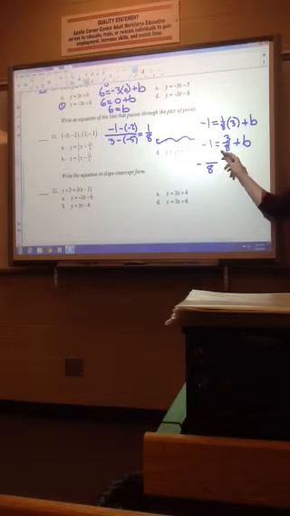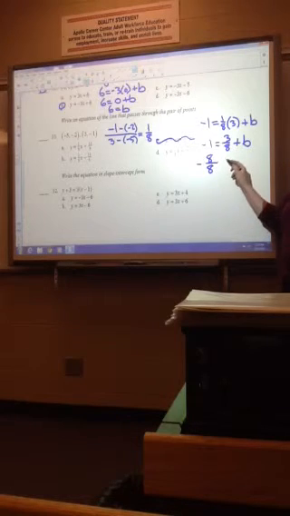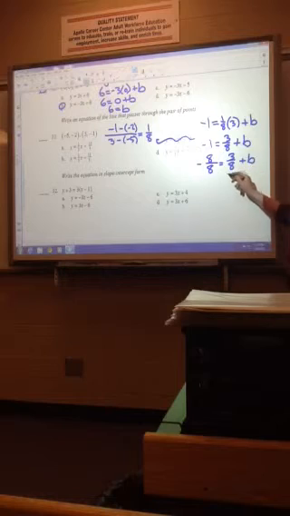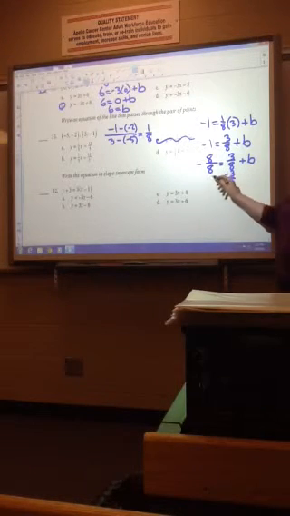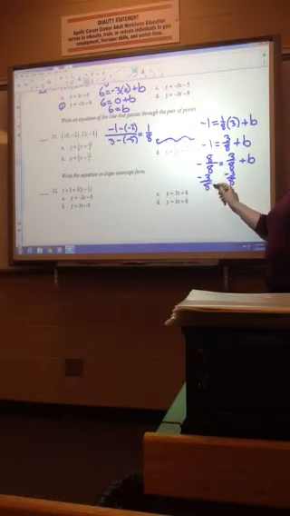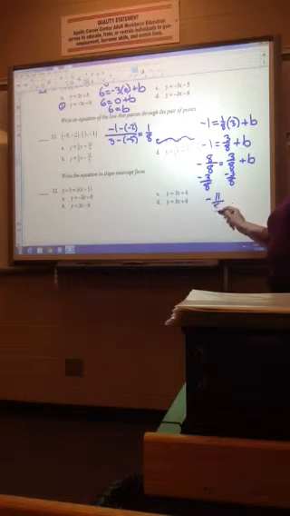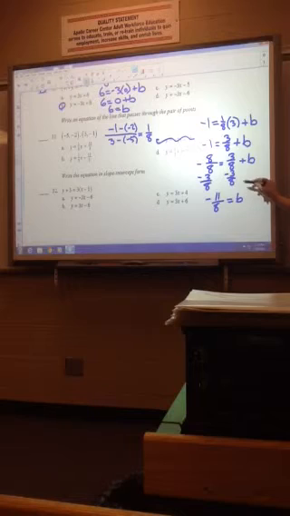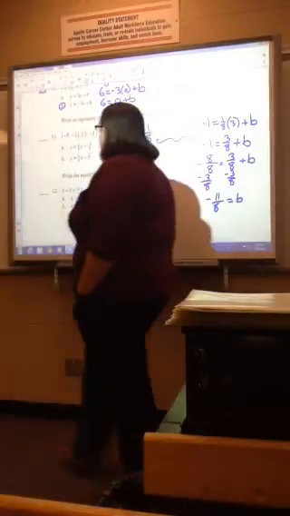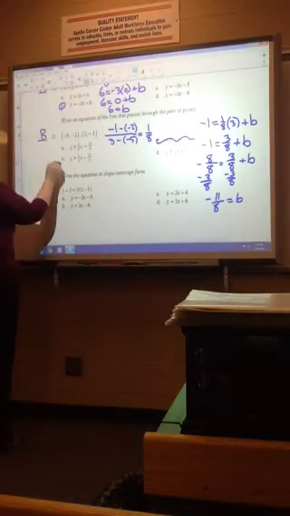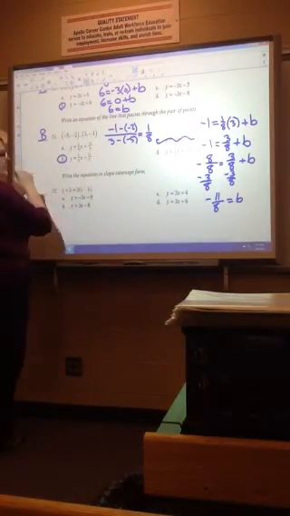How would I make this look like a 1? 8 over 8, right? So -8/8 equals 3/8 plus b. Now we subtract 3/8 from each side, and we get -11/8 equals b. So I know my b, I know my slope. What's the right equation? B. Good. Because it's negative, you needed the minus.